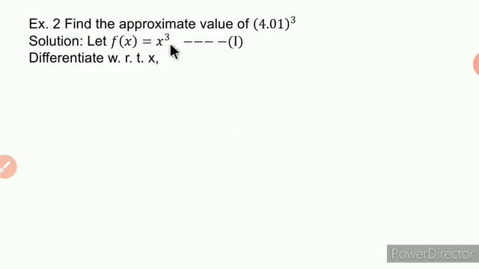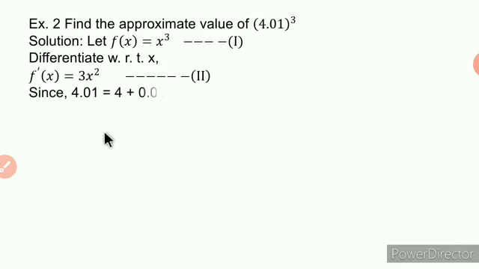Example number 2. Find the approximate value of 4.01 bracket cube. So let here f of x is x cube, call it as 1. Differentiate with respect to x, we get f dash of x is 3x square. Call it as relation 2. Now this 4.01 can be written as 4 plus 0.01. So let here a is equal to 4 and h is equal to 0.01.